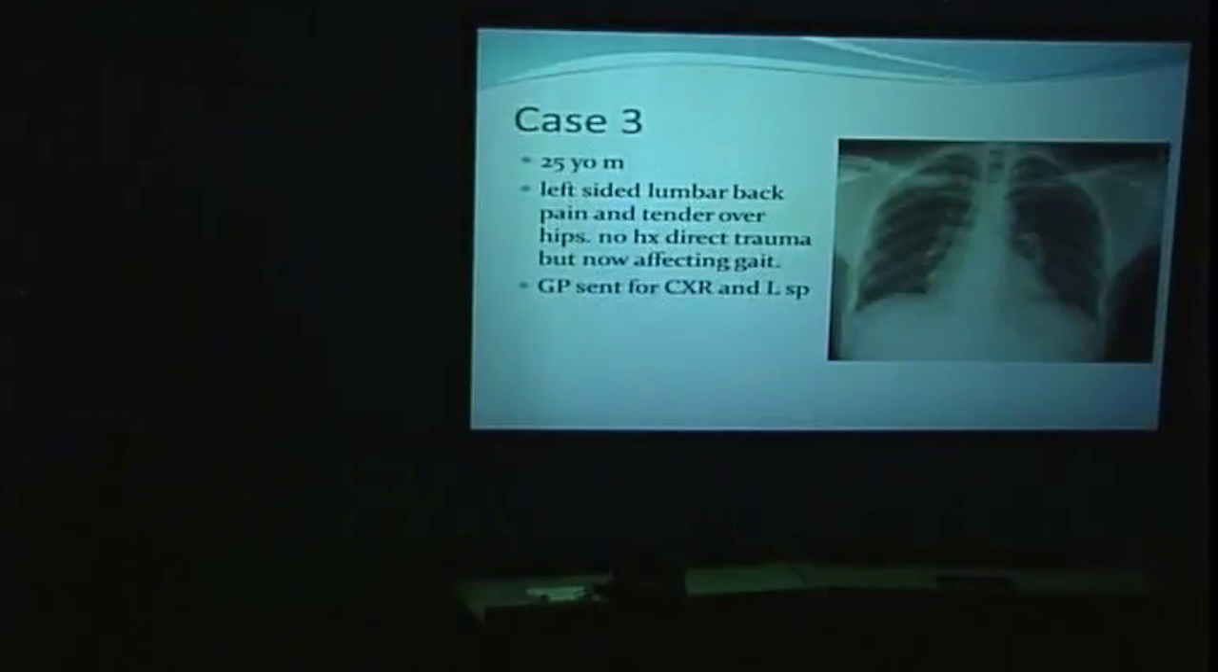Okay, another case. Right, this might be one for audience participation. A 25-year-old man, left-sided lumbar back pain. It's amazing how many present with extrapulmonary signs and symptoms. When you do the chest x-ray, there are abnormalities in the chest. Lumbar back pain, tender over hips, no direct trauma but now affecting gait. The GP sent for chest x-ray and lumbar spine, which I think is fair enough. Okay, who wants to say what they see on that chest film there?